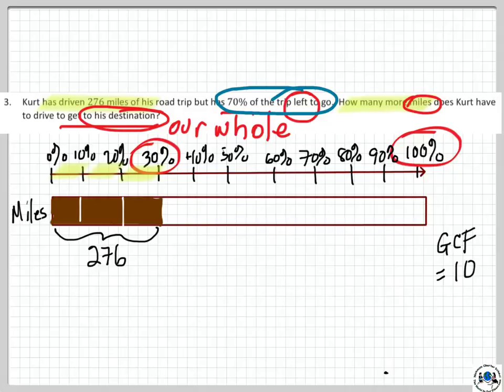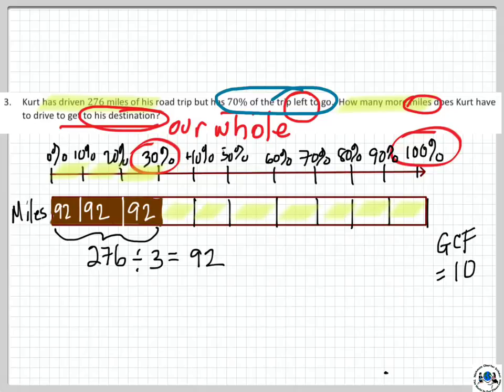And now we can go ahead and split up that 276, and you can see what we've done is we've split that 276 into 3 pieces because they correspond to the 3 10% pieces up in the number line above it. And if we do that, each of those has to be equal. Therefore, all we do is divide by 3, and we get 92. So each one of those segments is worth 92 miles.